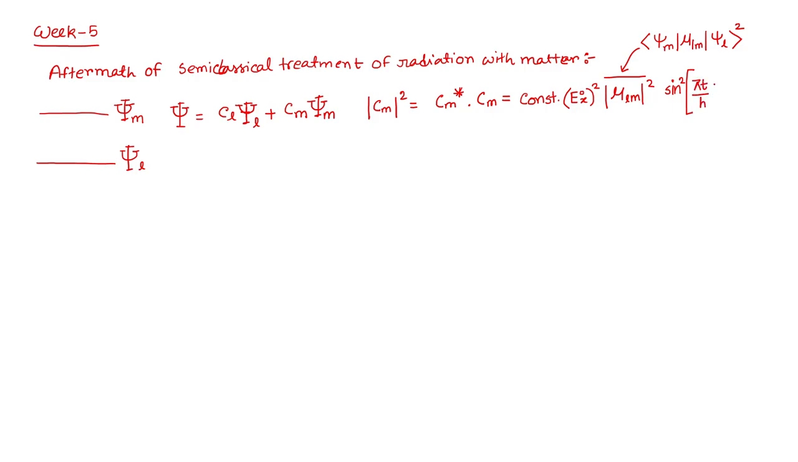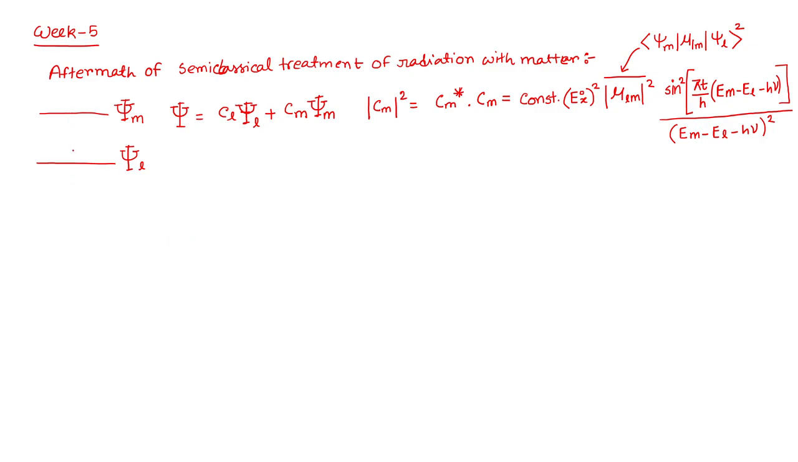sine square of pi t by h times (Em minus El minus h nu), divided by (Em minus El minus h nu) whole square.